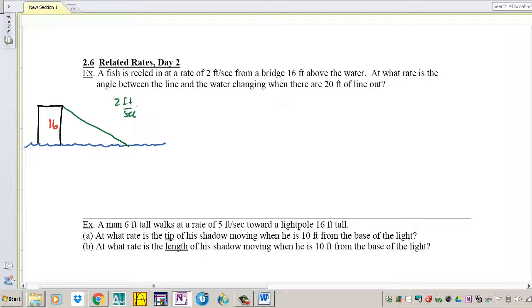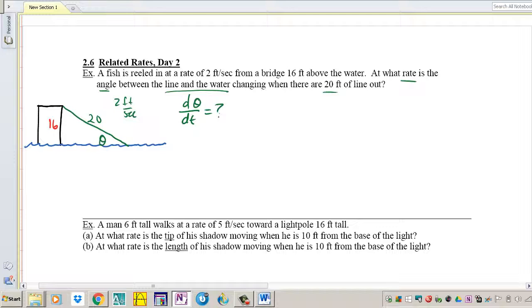Okay, and then the question asks, at what rate is the angle between the line and the water changing when there are 20 feet of line out? So 20 feet of line is out, and the angle between the line and the water is right here. And I'm asked to find the rate of the angle changing. So what does that mean? Well, the angle is theta. The rate of change of the angle is d theta dt. That is what I need to solve for.